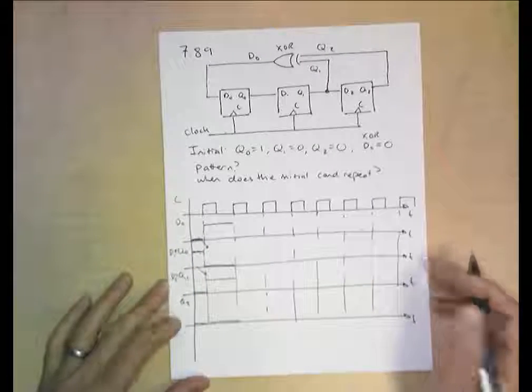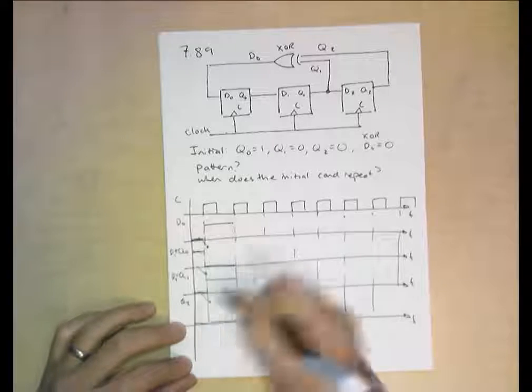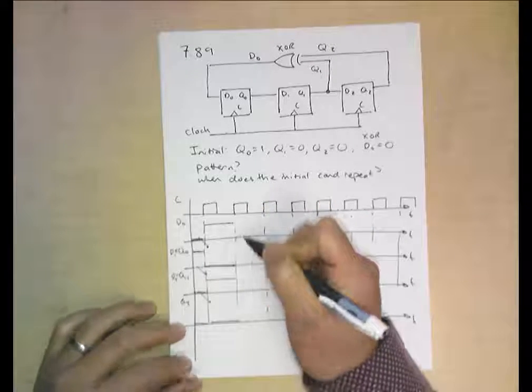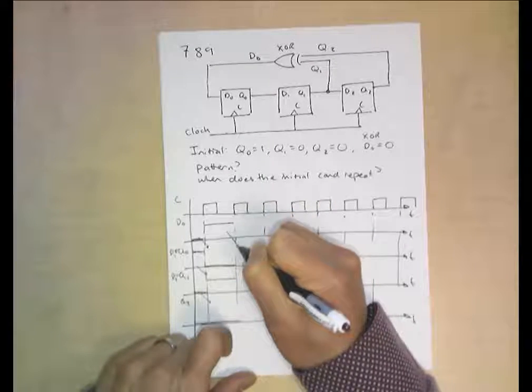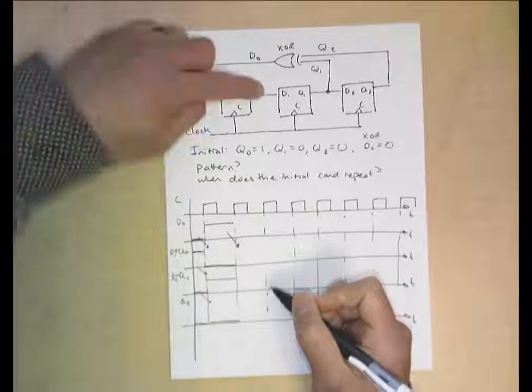Okay, let's do the next one. The next clock edge occurs right here, and so we go, okay, not bad. Q0 becomes 1 here.